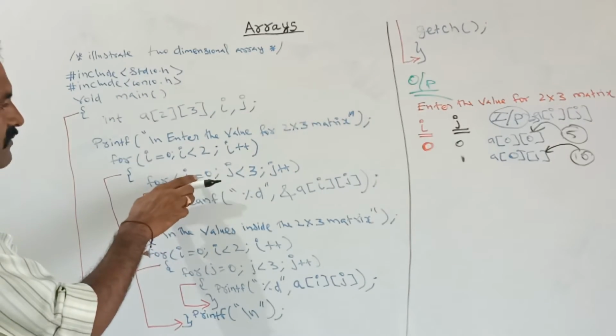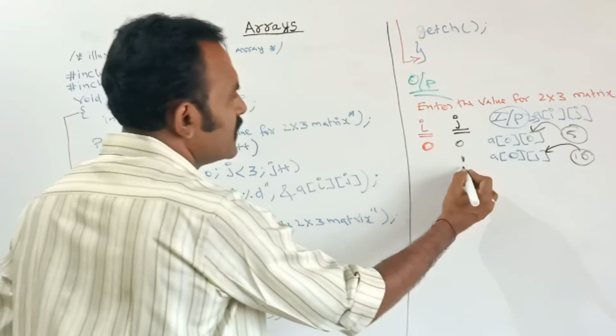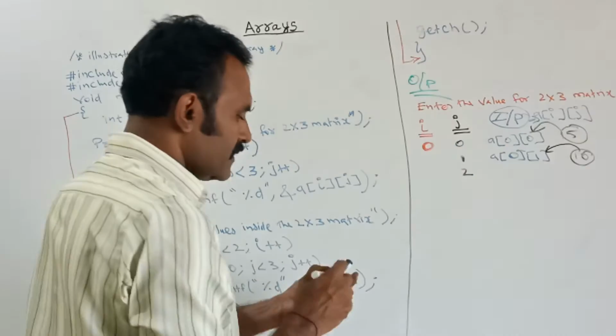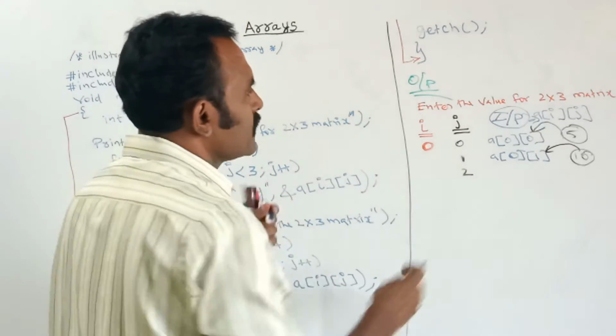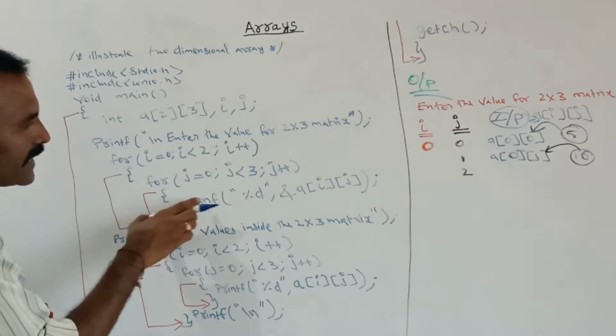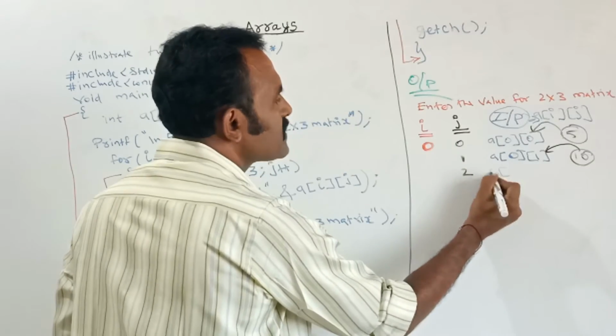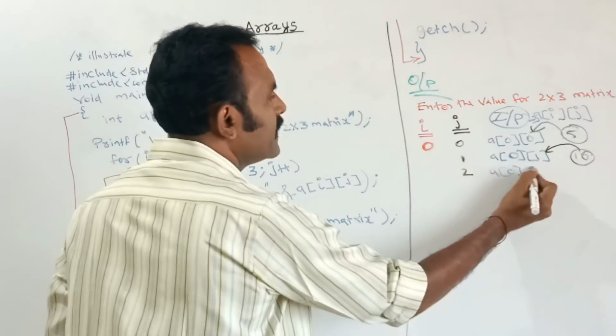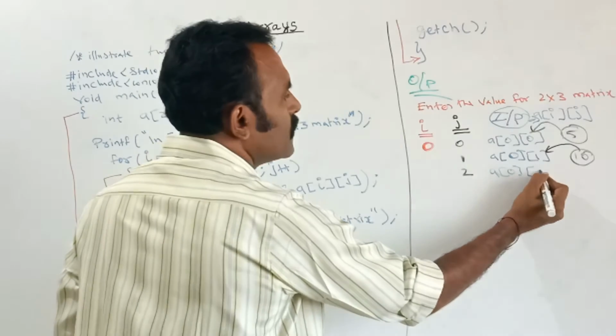In a similar way, after j is incremented, now the j value will be 2. Again, with the help of scanf, the input goes to the location a of i, where the value of i is 0 only, and the value of j is 2.